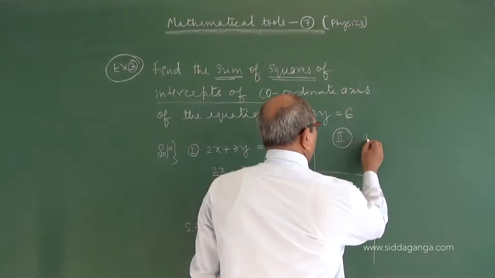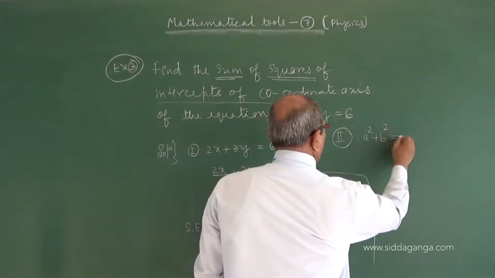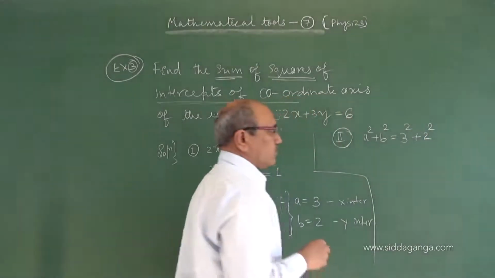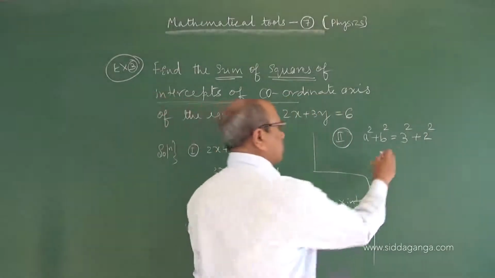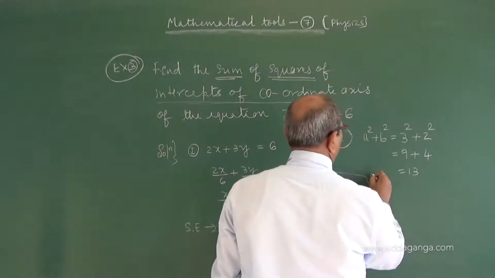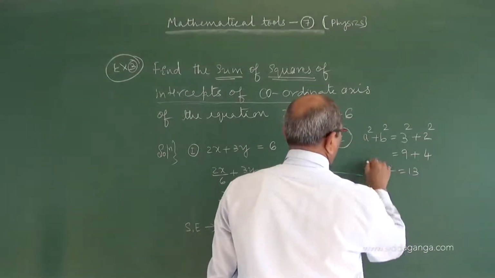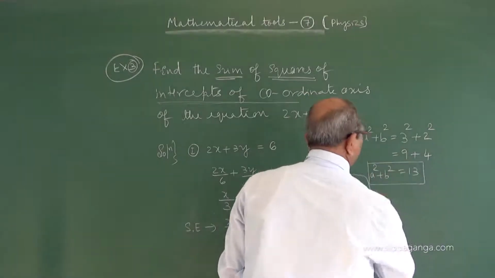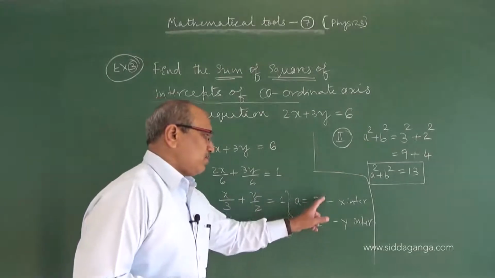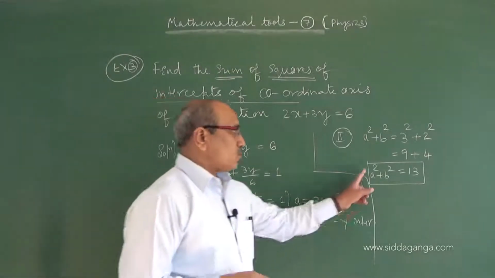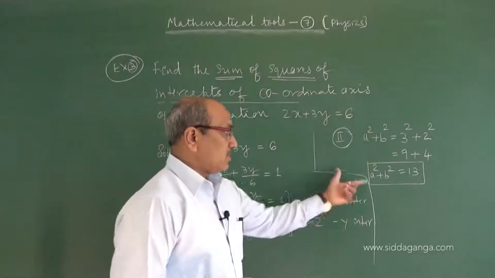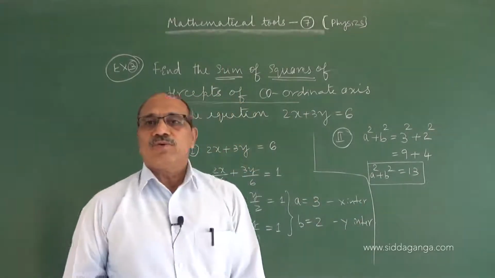Now they are asking about a square plus b square, which is equal to 3 square plus 2 square. 3 square is 9 plus 4, which is 13. The question is: find the intercepts of the coordinates, square them and then get the sum. The answer is a square plus b square equal to 13.